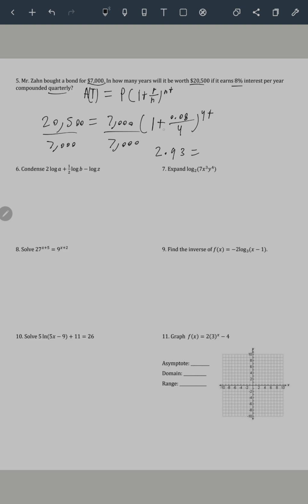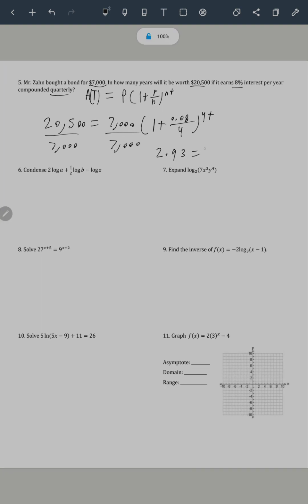All right, now we just have to add this. 1 plus 0.08 divided by 4, which is 1.02. Same thing goes if we do it this way, divided by 4 plus 1, 1.02 to the power of 4t, right? All right, so now the goal for us here is this.